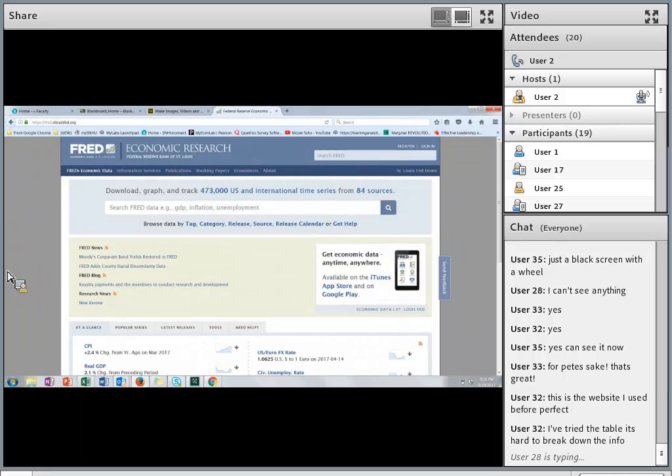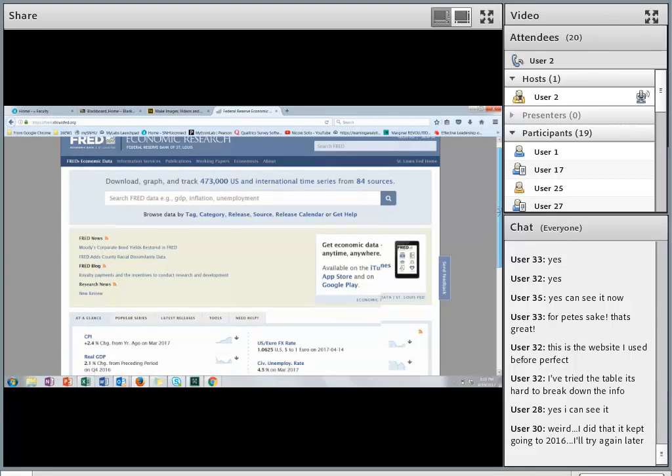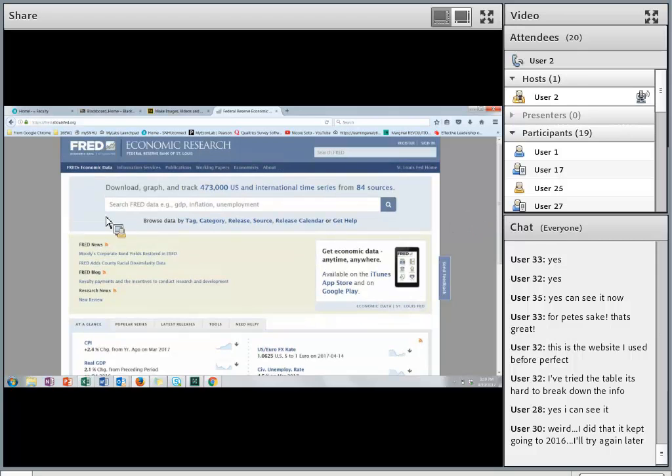If you're not going to grab the graph from here, you can also, and please tell me if you guys can still see this, I'm going to FRED.